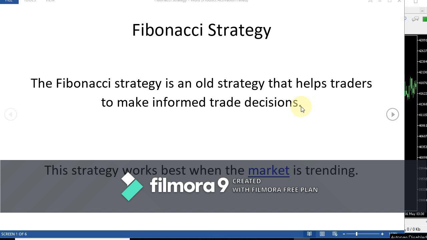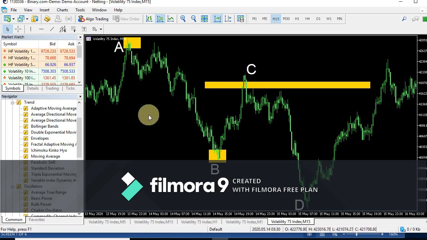Looking at the chart, the market is trending from point A to point B. We have a bearish trend, and from point B to point C we have a trend. Then from point C to D we have a bearish trend. So for all these trending price movements, you can easily draw your Fibonacci retracement or extension.